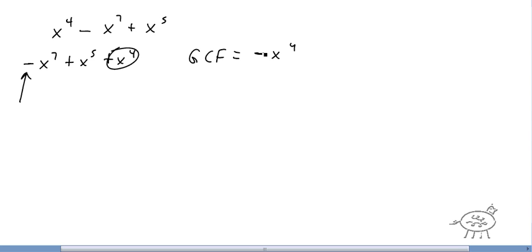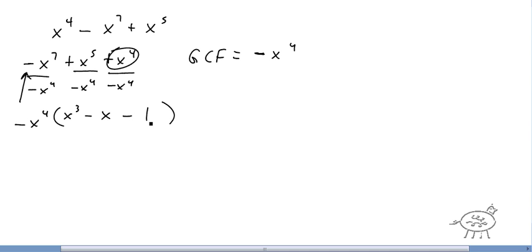Okay, because you can't have inside the parentheses a leading coefficient of a negative. So we're going to divide each of these by negative x to the fourth. So on the outside we have negative x to the fourth. Inside the parentheses, obviously this becomes positive, and we have a battle, wins by 3. This becomes negative because positive divided by negative is negative. We have a battle, wins by 1. And here we have x to the fourth divided by x to the fourth, which is 1, but it's negative 1. And that's your final answer. All right?